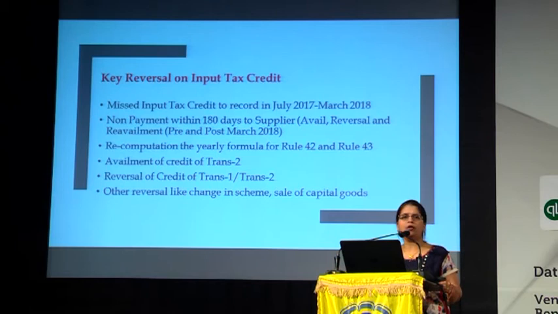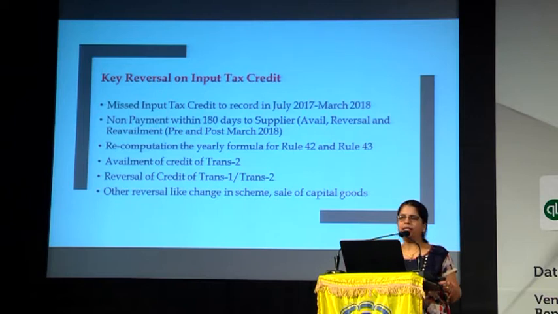After that, if you have any common input tax credit, that has to be apportioned between exempted supply and taxable supply. That formula has to be calculated monthly. This formula has to be calculated yearly also. Are you getting that? Every month we have to calculate and yearly we have to calculate.